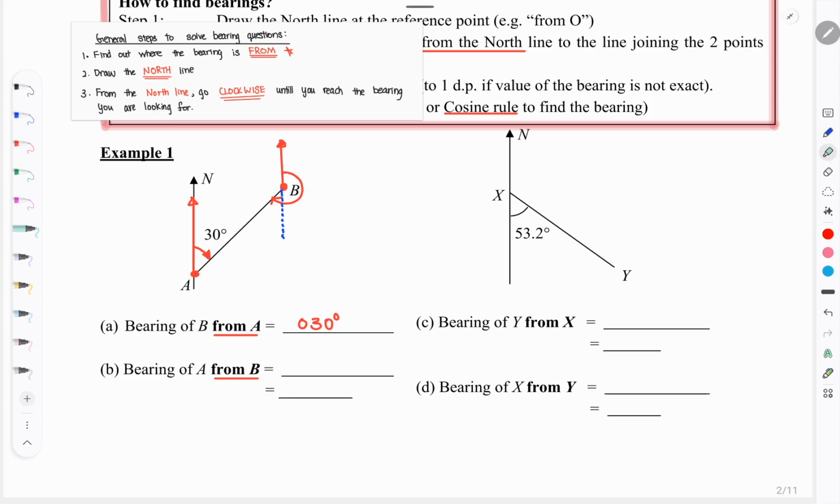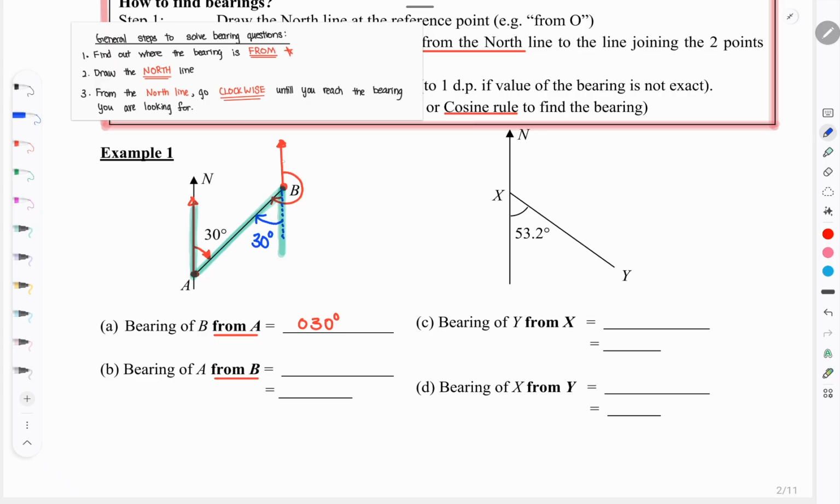Now, do you see that actually both my north lines are parallel to each other? So I can do something like this. Okay, I can use my alternate angle, which is the property of the parallel line. Okay, so now using alternate angle, I can see that from this blue line to here, it is actually 30 degree.